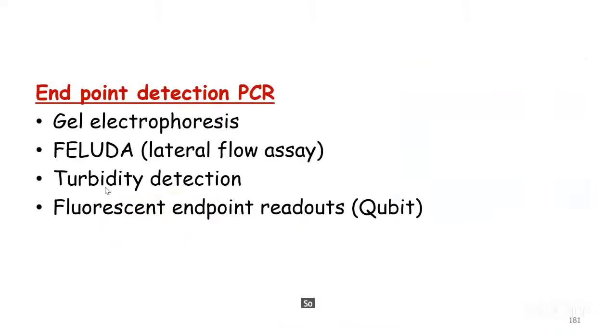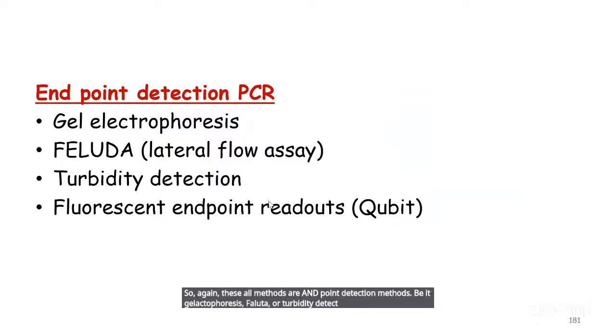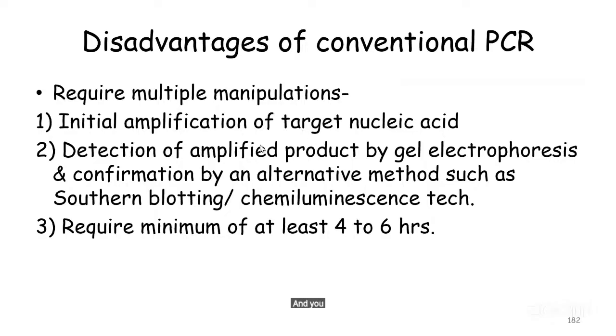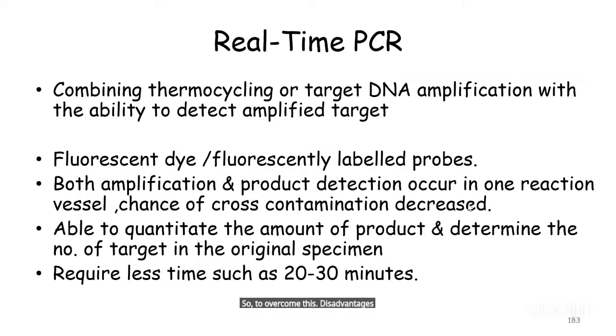So again, these all methods are endpoint detection methods, be it gel electrophoresis, Feluda, or turbidity detection, or fluorescent endpoint detection like Qubit. They have a disadvantage. It takes a longer time, and you know everything only at the end of the reaction. And also you have to open the tube. There are again chances of contamination, amplicon contamination. So to overcome these disadvantages, we have another method, that is real-time PCR.